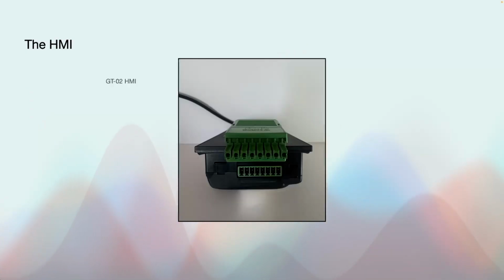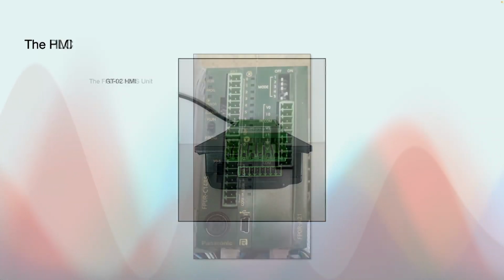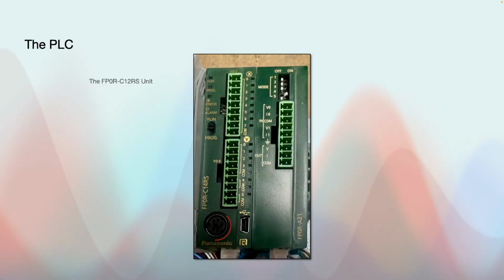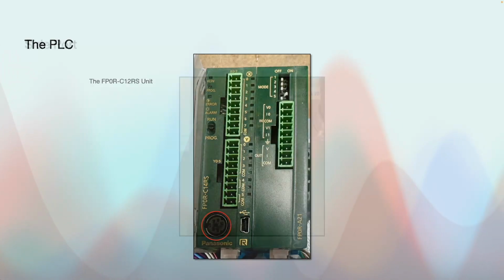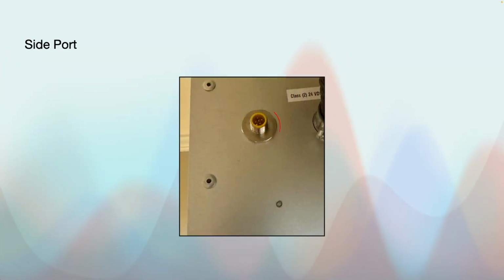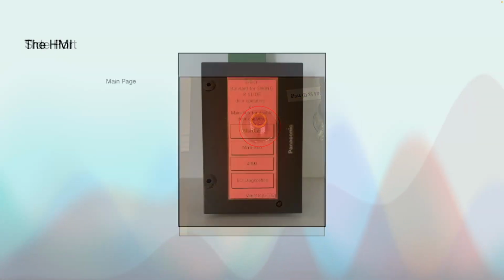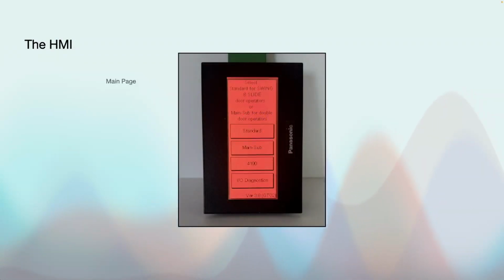To connect the HMI to the operator, plug in the green 8-pin connector to the top of the HMI, and the other end will plug into the operator either directly to the PLC or to the now discontinued side port on the operator if applicable. Once powered up and loaded, this is the HMI screen you will see.